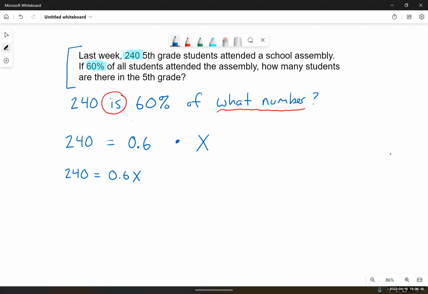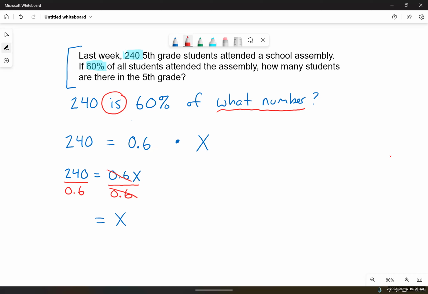Now we want to get X by itself. We want to isolate the variable. Right now it's being multiplied by 0.6. So we do the opposite. We divide by 0.6. Multiplying and dividing by the same number cancel each other out. So on the right-hand side of this equation, we just have X, and that's what we want. On the left-hand side, we have to do the same thing, divide by 0.6.